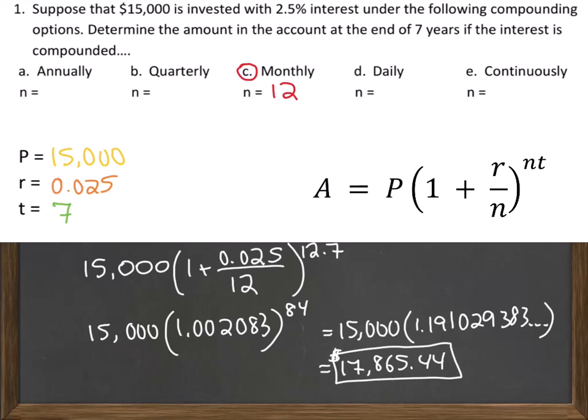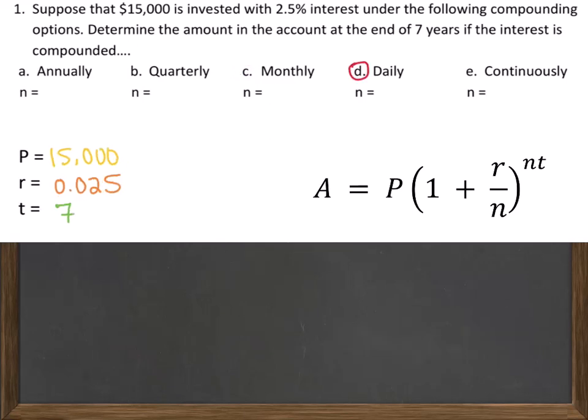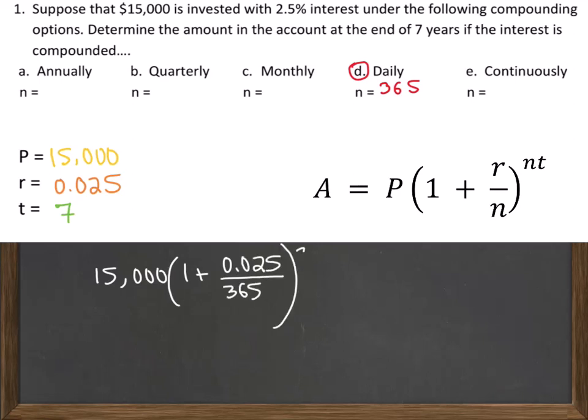Okay, so let's do our last periodic compounding, which is daily. So daily, right, there are 365 days in a year, so we say n is 365. Okay, so our equation is going to be 15,000 times 1 plus 0.025 divided by 365 raised to the 365 times 7.